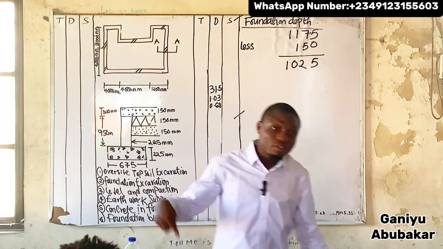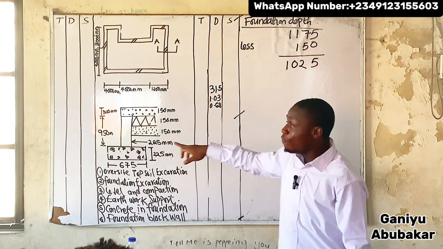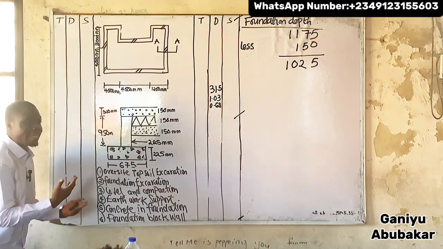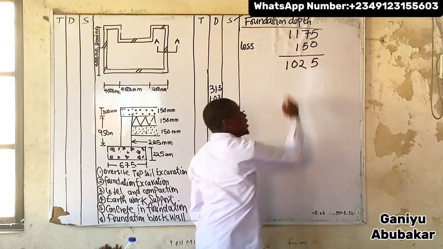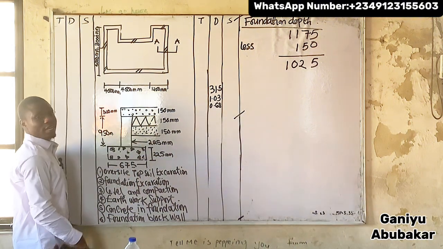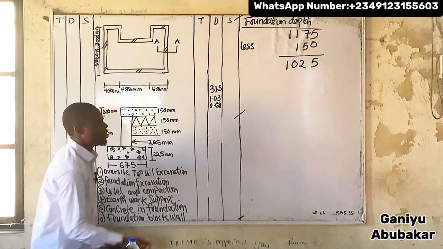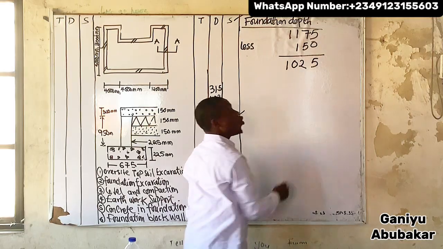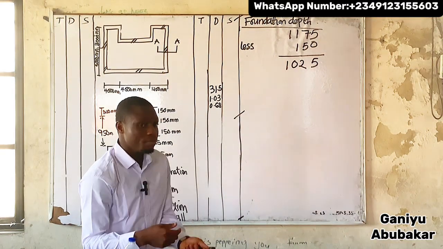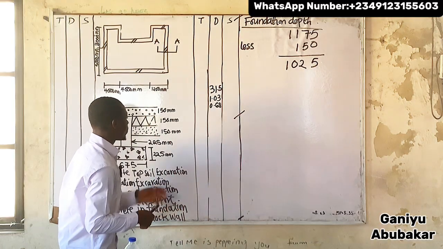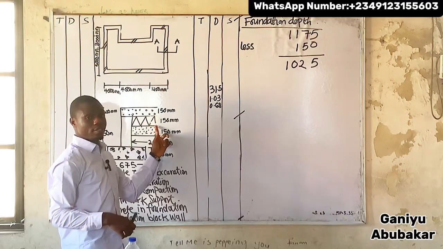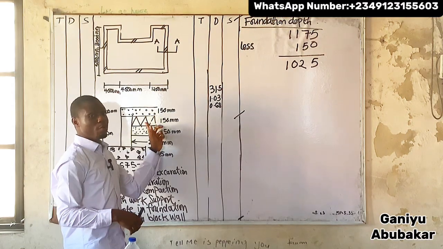Go to foundation depth. For this one here, it's easy: from here to here, add them up. The value is this. Then I have to remove this part here, which is 150. I have my value as this. So in a broader sense, yes, I have to remove it.